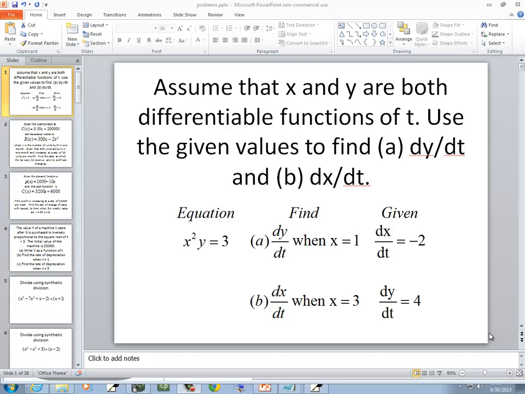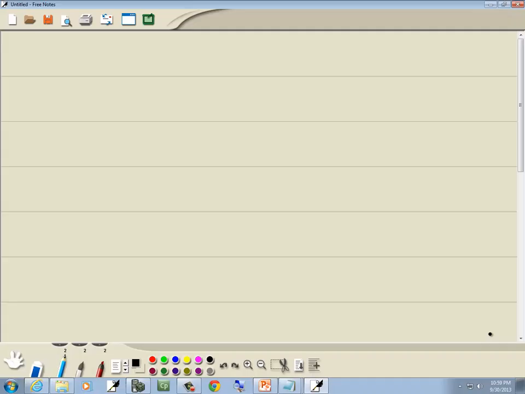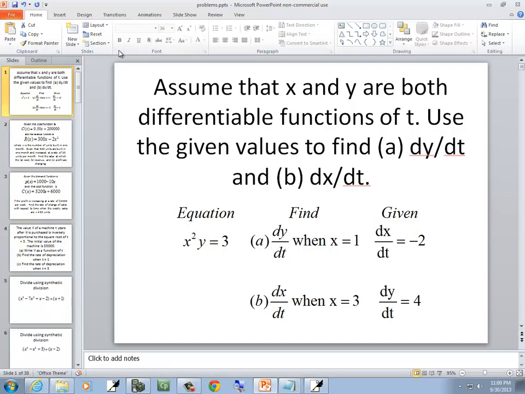Let's take a look at this problem. We got x squared y is equal to 3. And it says assume that x and y are both differentiable functions of t. Use the given values to find dy/dt and dx/dt. So derivative of y with respect to t and derivative of x with respect to t.